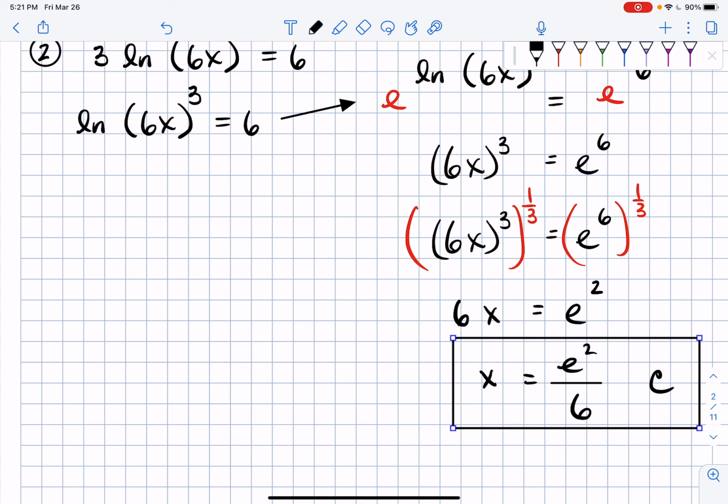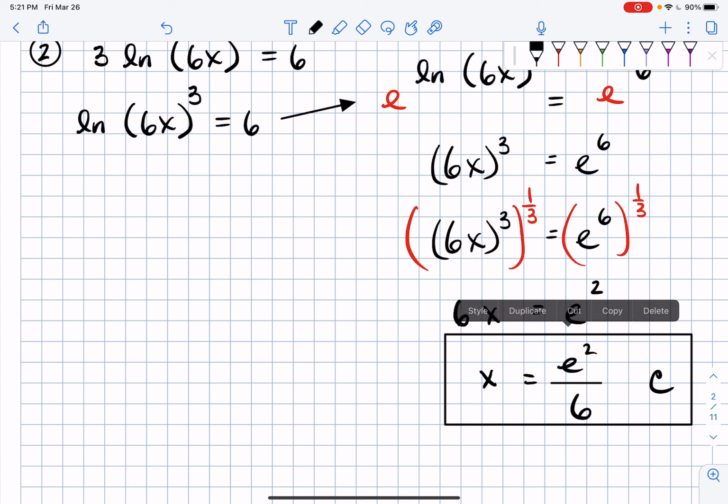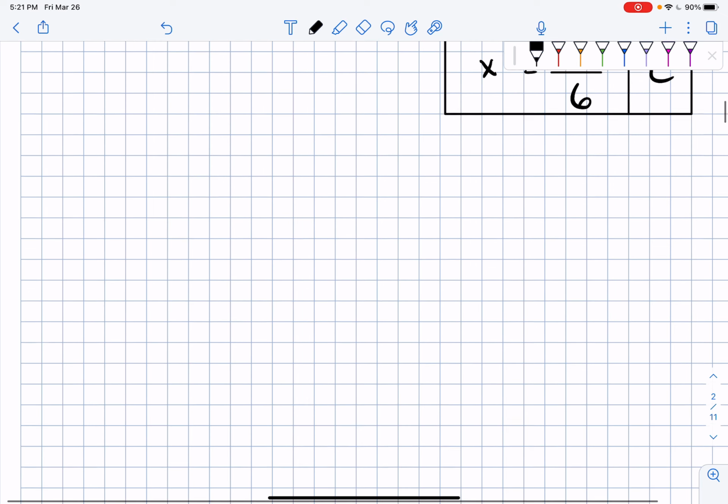Now the cube root would work. Don't get me wrong, I won't take away points if you decide to use a cube root, as long as you can show me how you got e to the 6 to e squared with that cube root. Okay, so that's choice 2.